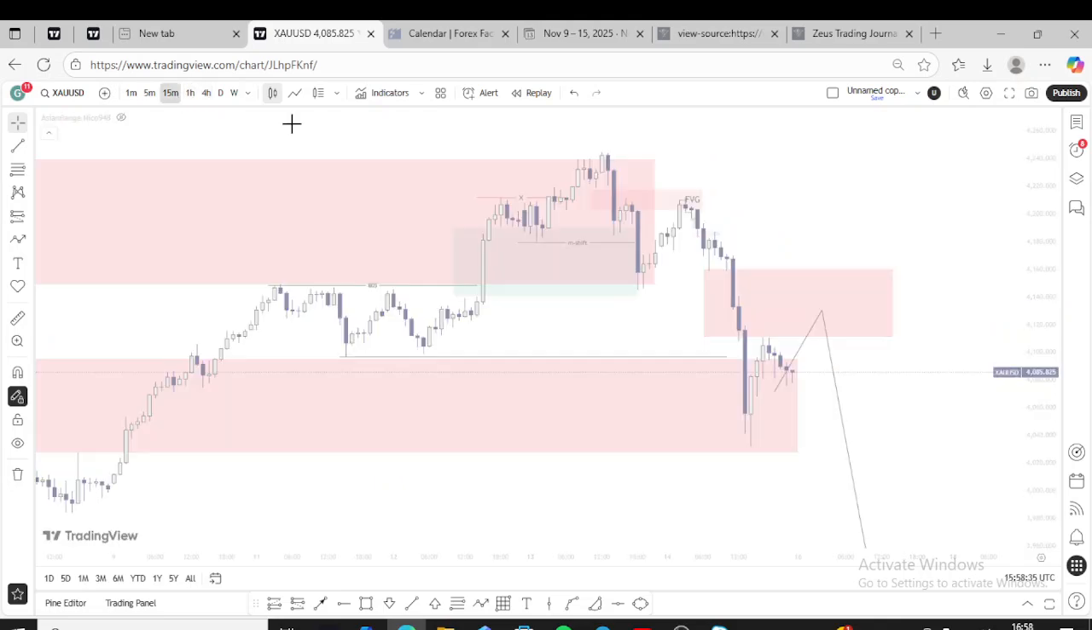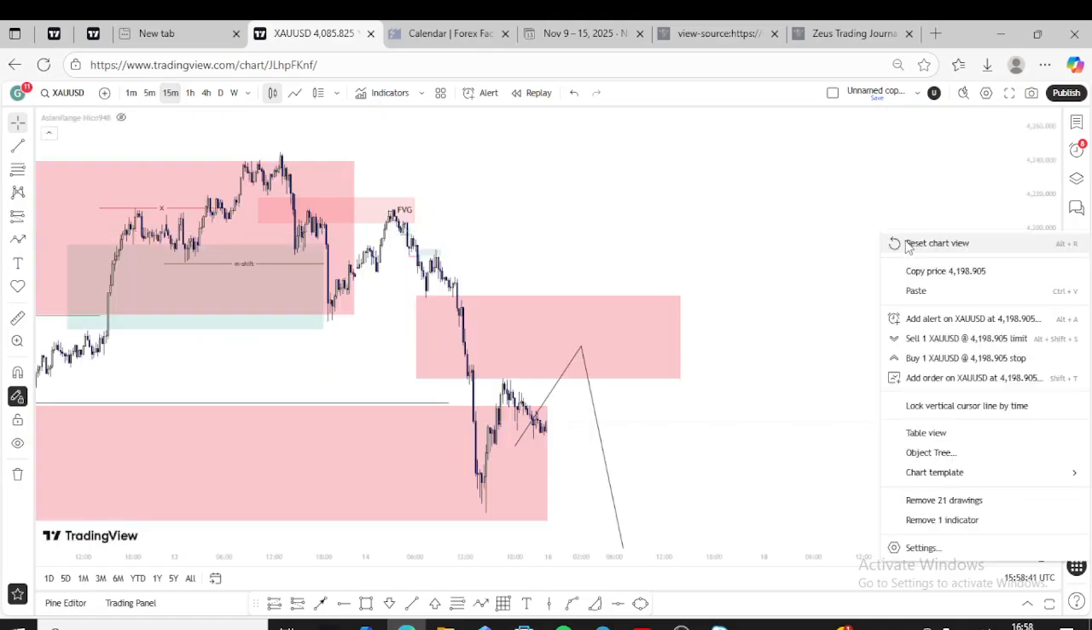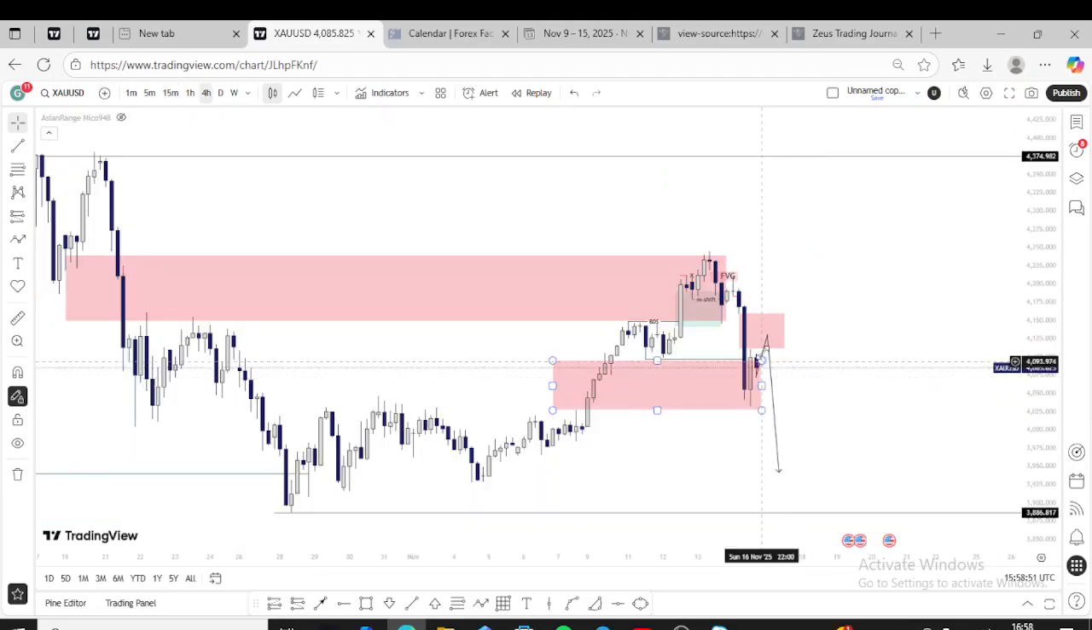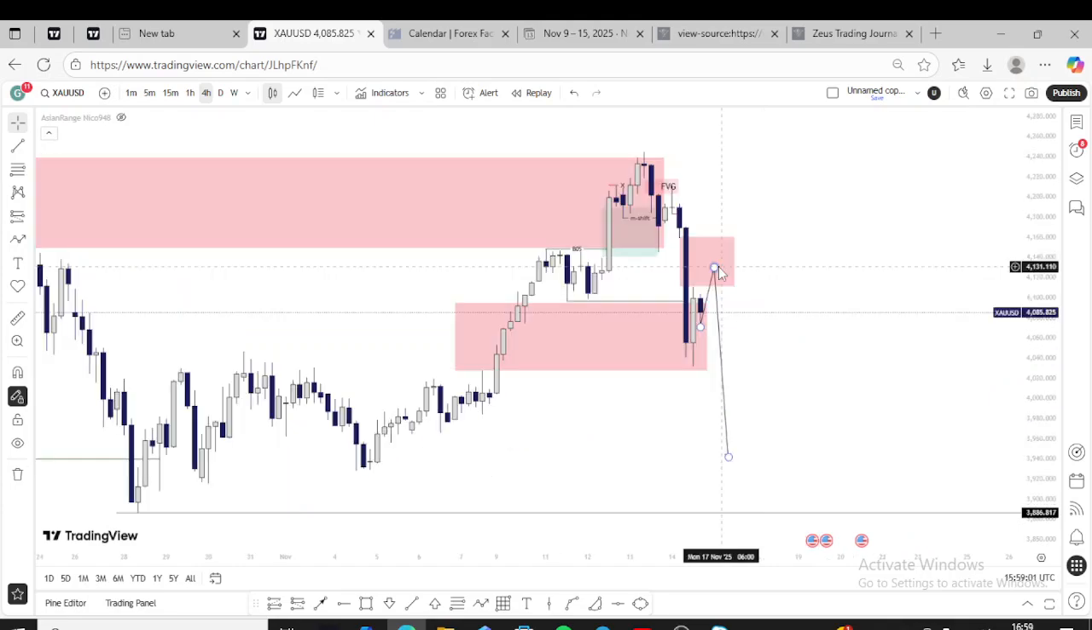I'll wait for a market structure shift confirmation next week on this 4 hours zone right here, because we just had a break. This was also a break of structure, so a pullback to this fair value gap would be nice. Then when I see a lower time frame market structure shift, I'm taking another sell position, and then our target is going to be this daily low.